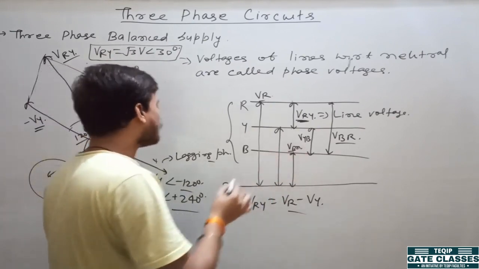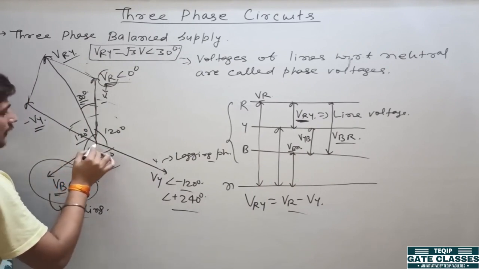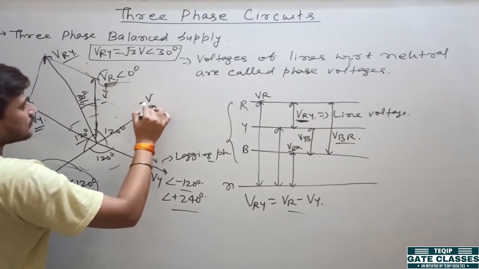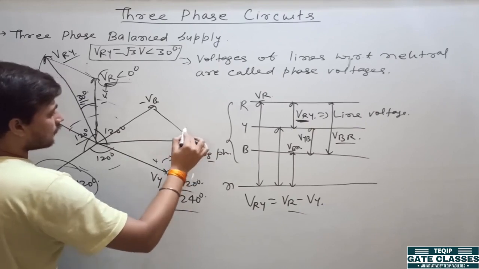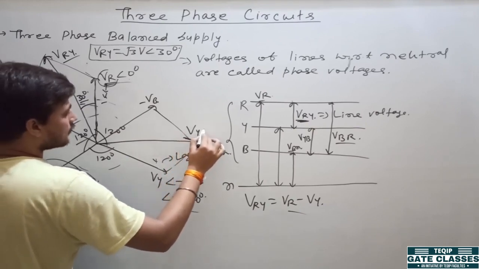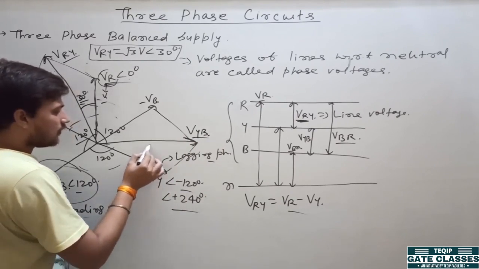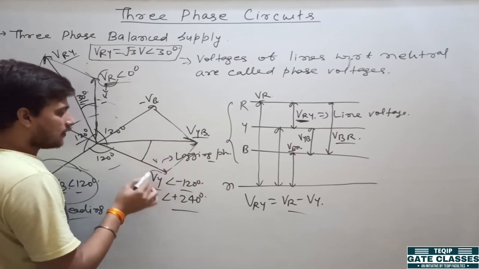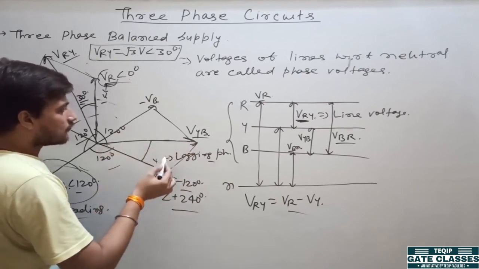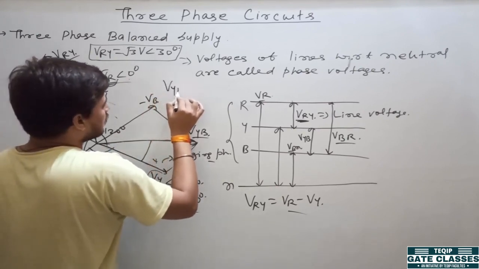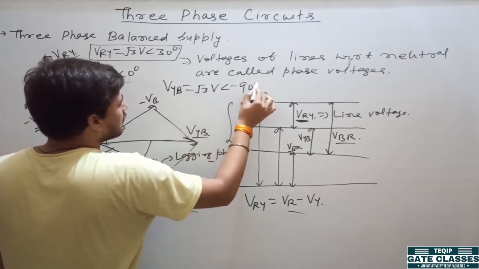Similarly, if you have to find VYB, so this is VY, now VB, so we'll have to take minus VB. VB will be here, this is minus VB. Now take the phasor sum of these two, you will see this voltage will be VYB. So VYB will be VY plus 30 degree. Here the angle is minus 120 degree, so here angle will be minus 90 degree. So VYB will be equal to root 3V at the angle minus 90 degree.